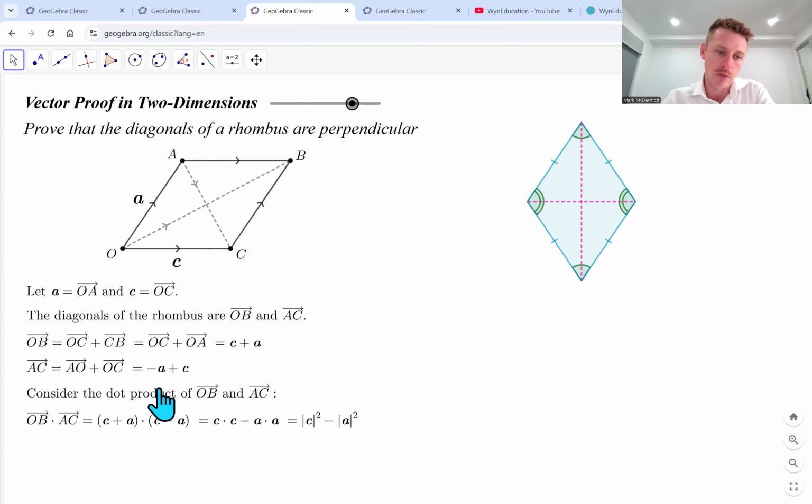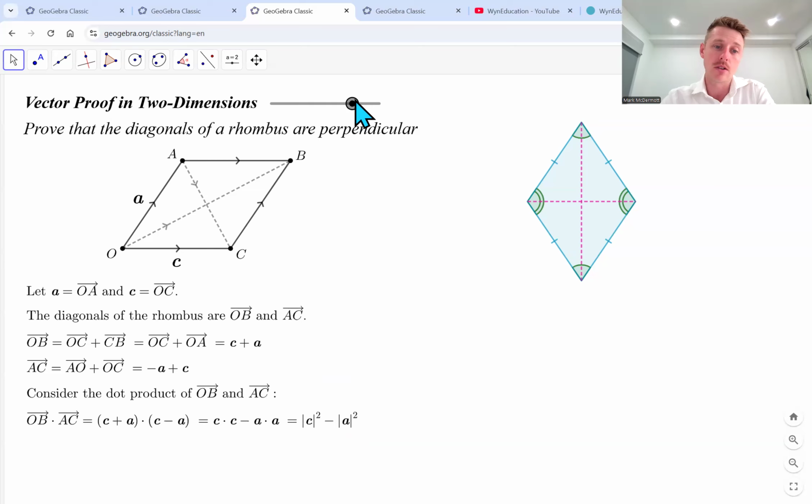Remember, in a previous video, we spoke about properties of the dot product. It is distributive, so we can apply the dot product just like multiplication. So you get this. And we know that the dot product between a vector and itself is just equal to the magnitude of that vector squared. So you get the magnitude of C squared minus the magnitude of A squared.